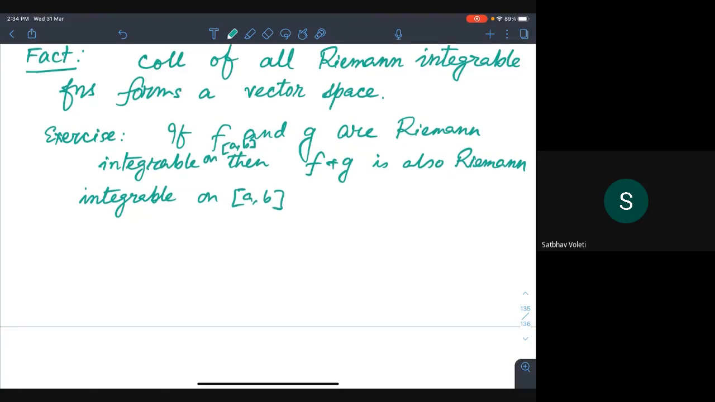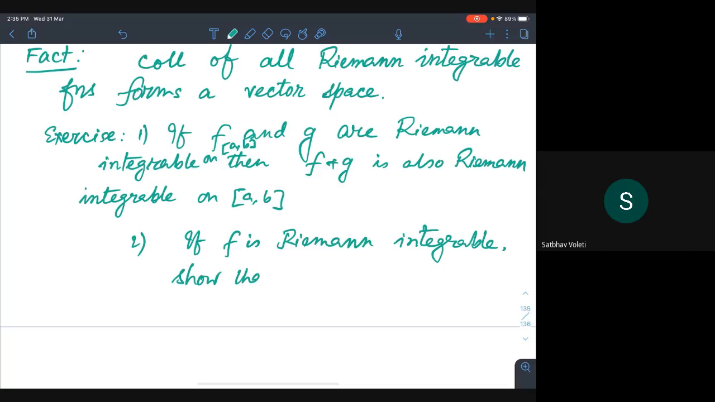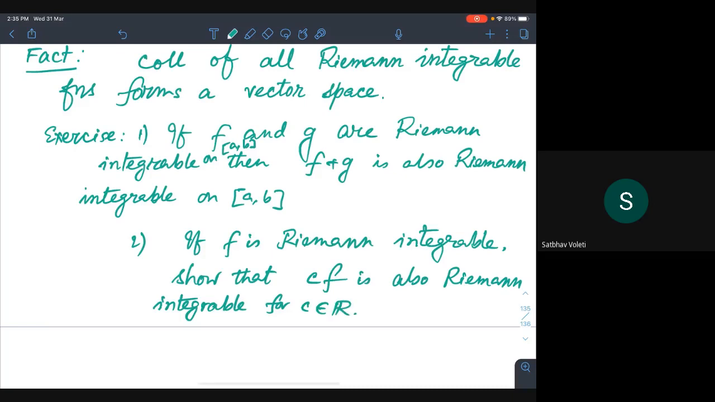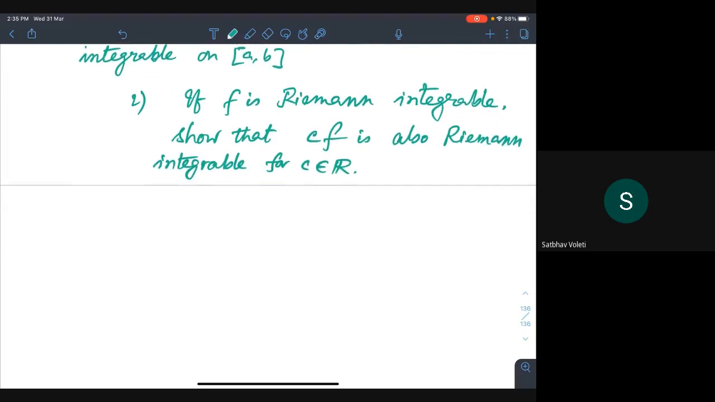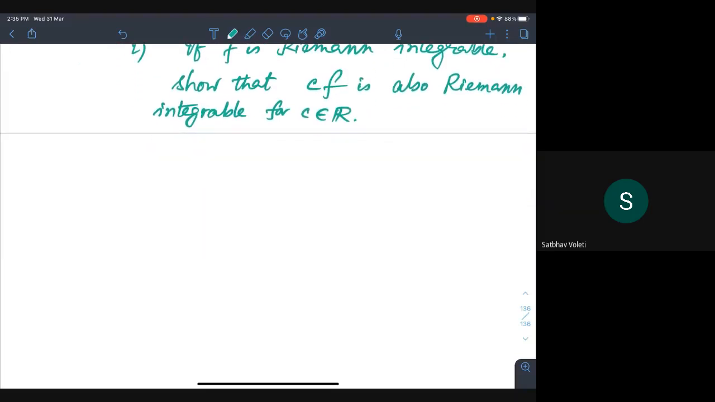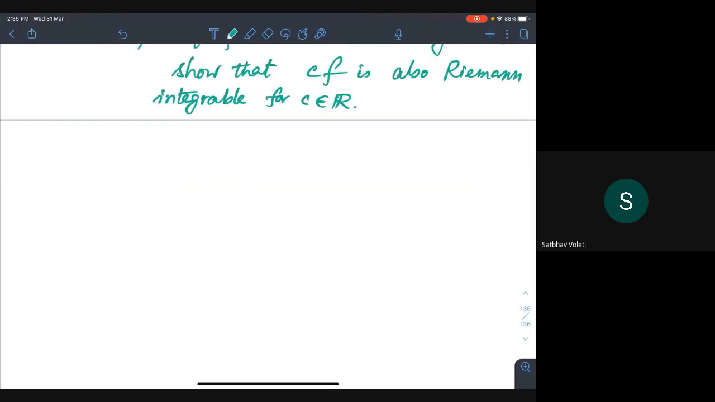All right, a few more properties. This is one, and then two: if f is Riemann integrable, then a constant c times f is also Riemann integrable, for c belonging to R, on the same interval [a,b]. All right. And then a few other facts.